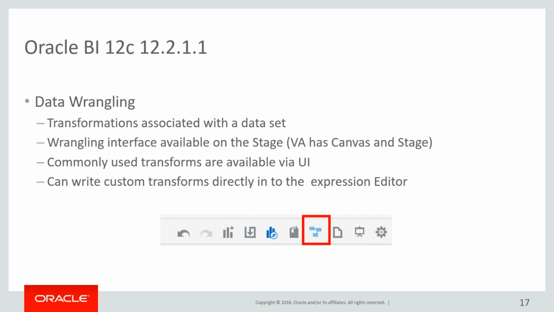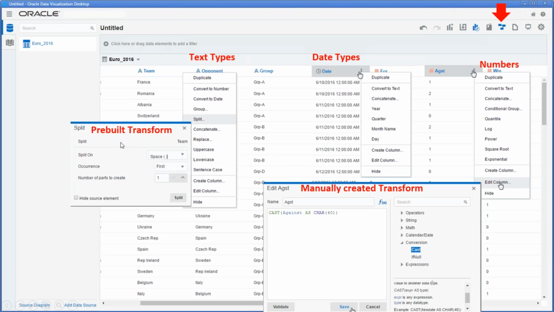So let me go ahead and I think I can just kind of extend what I was doing before and show you what this looks like. Let me show you some of the things in here. So for instance, if I have an example in here where I have various columns I'm bringing in, this could be from a relational data source or it could be from a spreadsheet. And so for instance, for text types, these are the types of things that are built in: split, concatenate, convert to a number, all sorts of things.